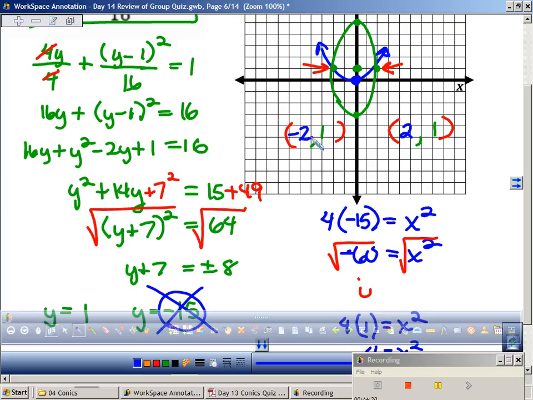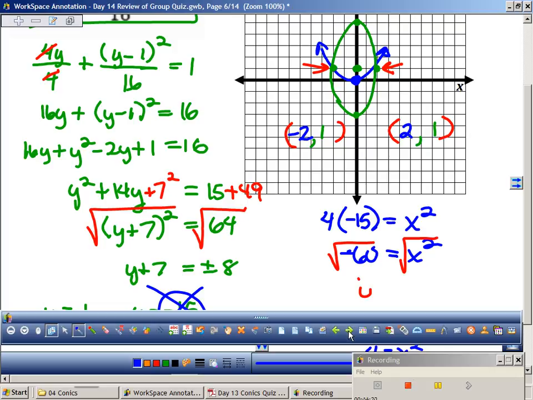Okay. Any more questions on this one? Pretty straightforward? Yeah. All right. You should look for something like this on your test and on the final. Okay?